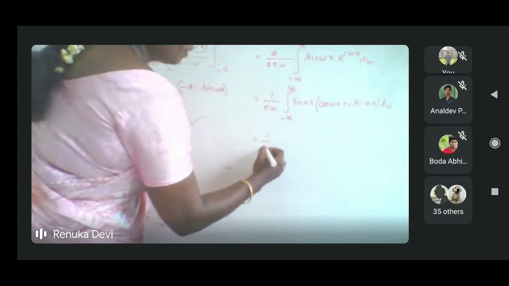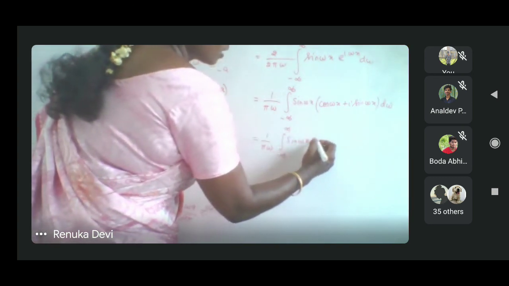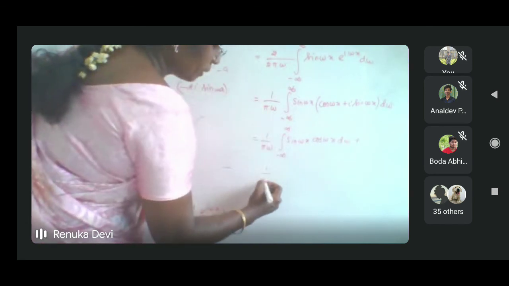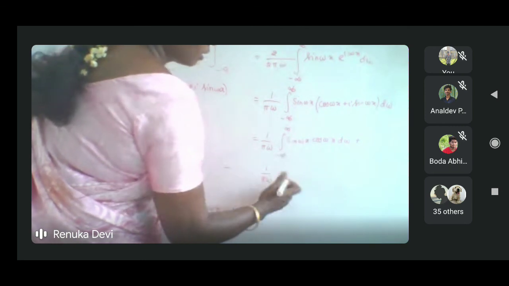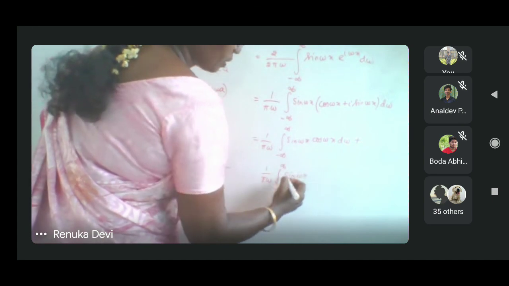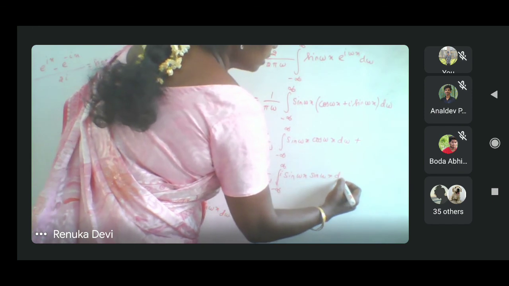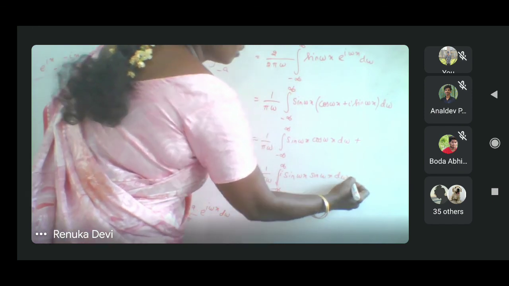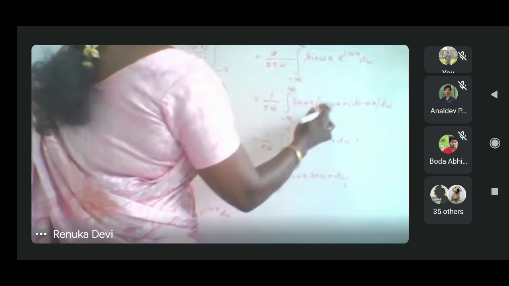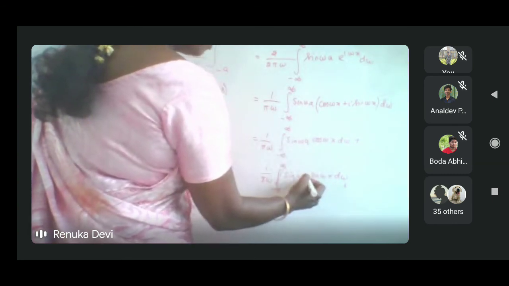This can be divided into two integrals: 1 by pi, integral from minus infinity to plus infinity of sine WA by W cos Wx dW, plus i by pi, integral from minus infinity to plus infinity of sine WA by W into sine Wx dW. One is sine WA and the other is sine Wx.